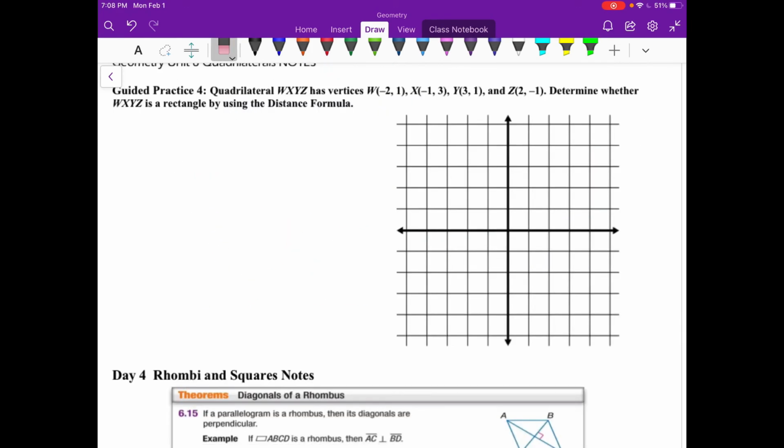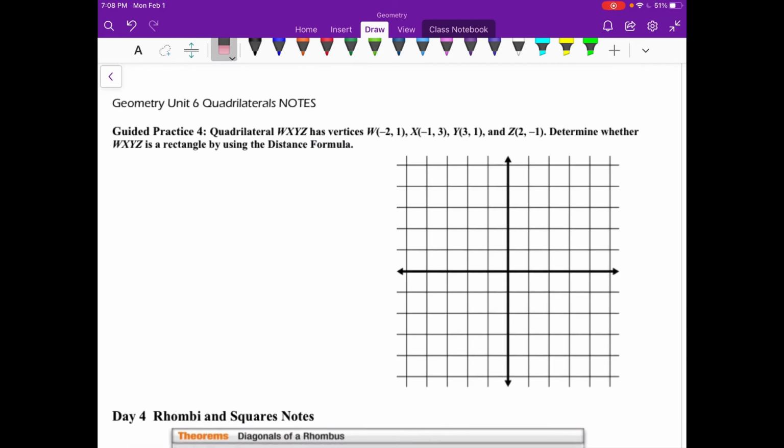Great. Okay, last problem. We've got another quadrilateral with these vertices. Let's go ahead and graph those. W is at negative 2, 1, which is right here. X is at negative 1, 3, which is right here. Y is at 3, 1. And Z is at 2, negative 1. Connect those dots.